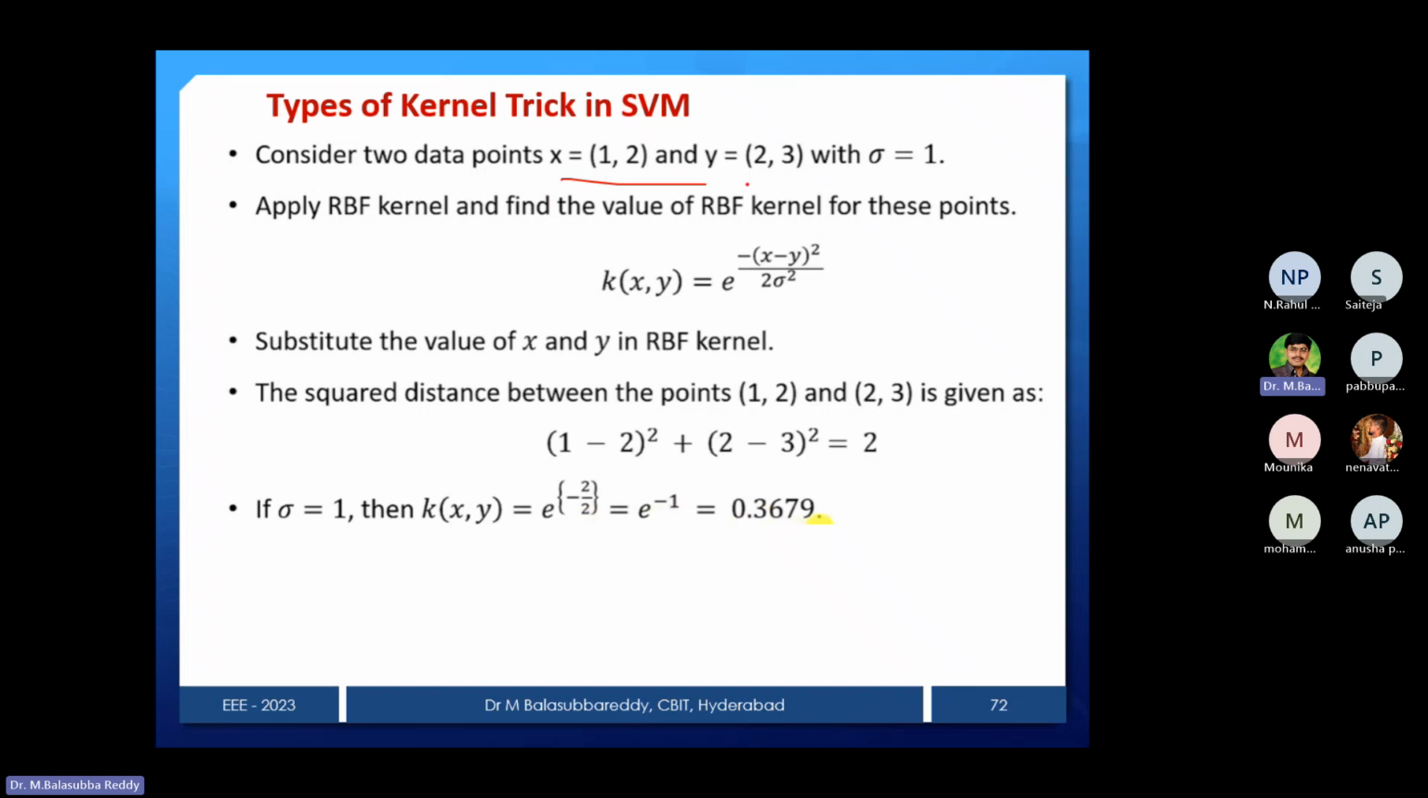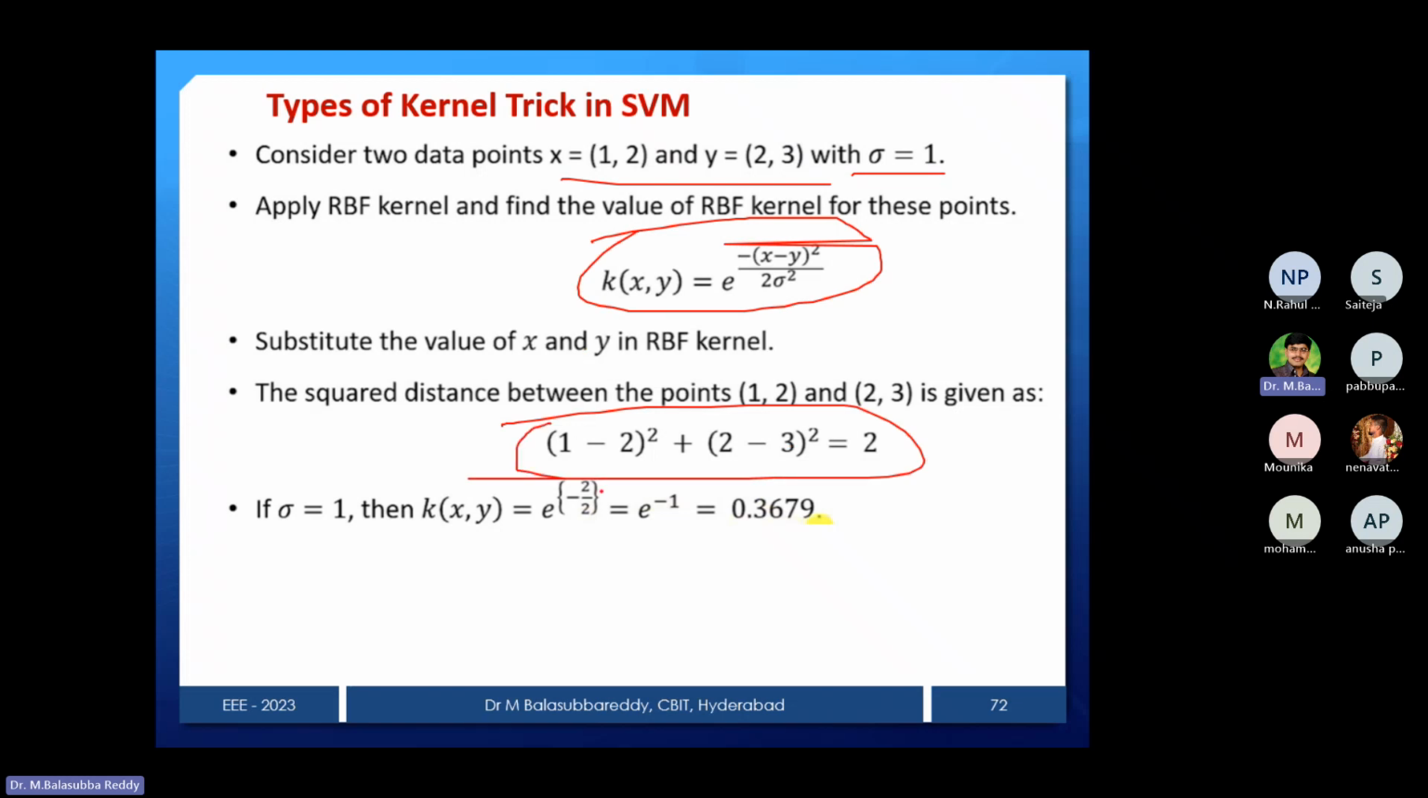Now consider the x point and y point, and there is a formula in which sigma is mentioned as 1. Apply this Gaussian function, then you will get a new value equal to this one. And if gamma is equal to 1, then K(x, y)... earlier, you can see that (1 minus 2) whole square. This is the squared distance between the two points. There are also other kinds of distance you can measure, and by using this, we get the kernel. So this kernel we call the Gaussian kernel.